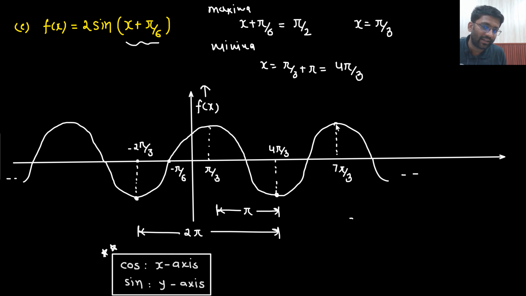Let's say here you are getting maxima. You need to get minima, then go back by pi. You will get the minima. Here you are getting minima. You need to get maxima, then go back by pi. So you can either go ahead or you can come backward as well.